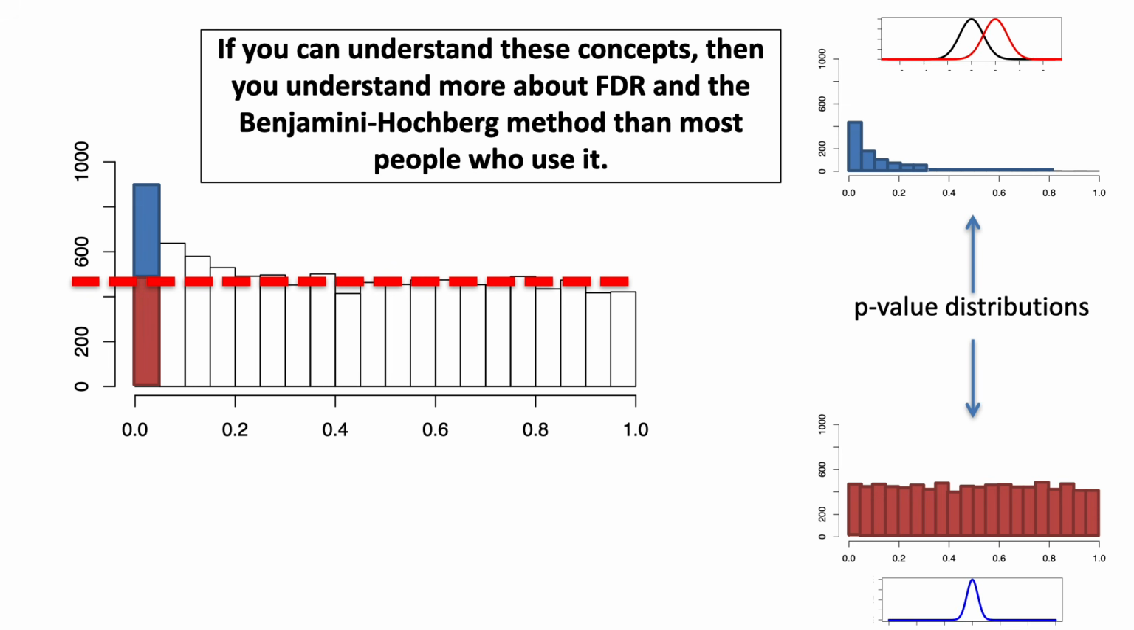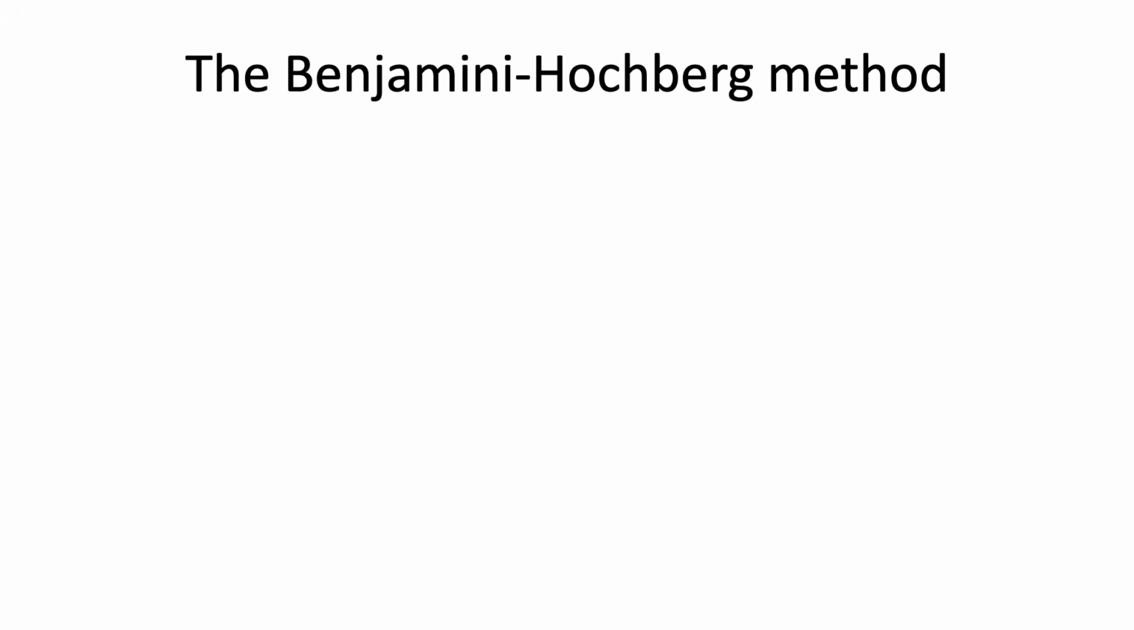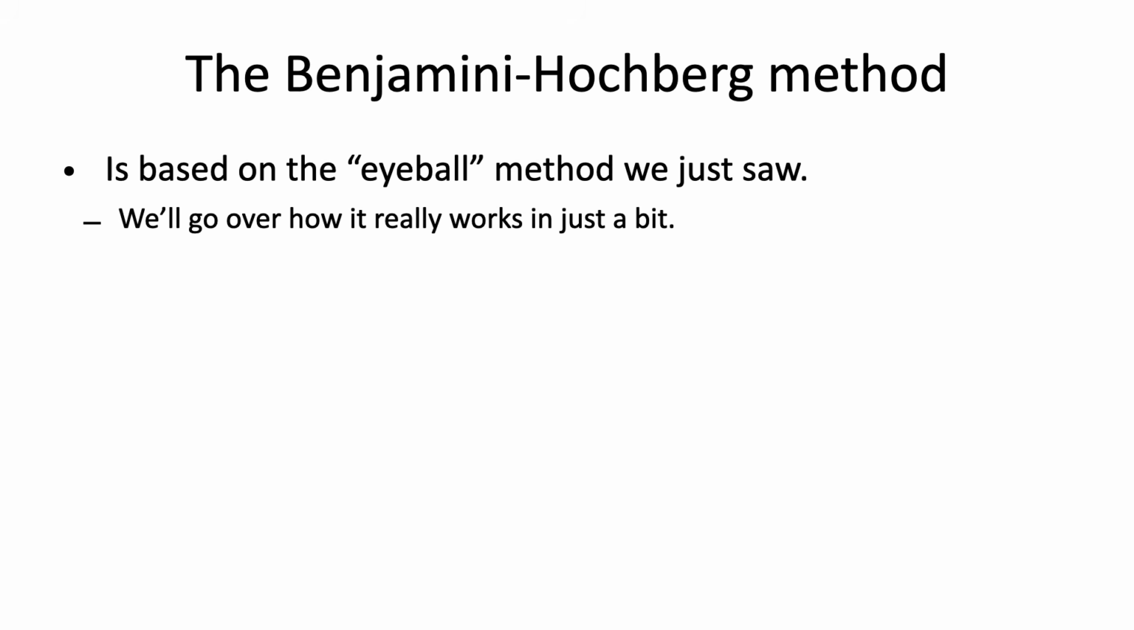and spread evenly for the genes not affected by the drug. Bam! If you can understand these concepts, then you understand more about false discovery rates and the Benjamini-Hochberg method than most people who use it. All Benjamini and Hochberg did is convert this procedure that we just did by eye into a mathematical formula. So now let's talk about the details of the Benjamini-Hochberg method. Like I just said, it's based on the eyeball method we just saw.